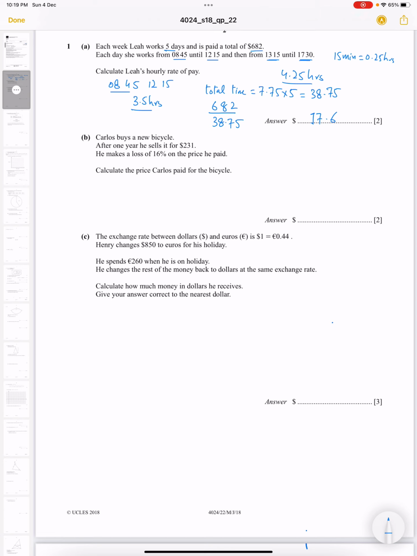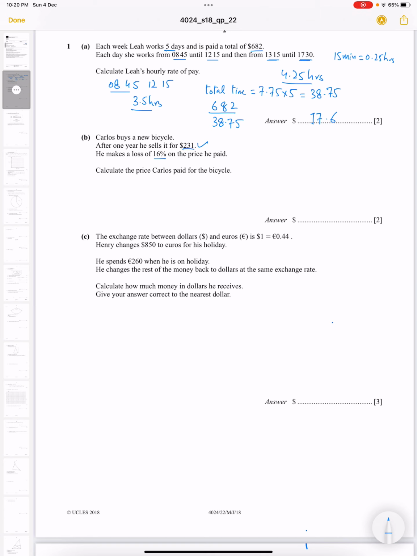Carlos buys a new bicycle. After 1 year, he sells it for $231. He makes a loss of 16% on the price he paid. Calculate the price Carlos paid for the bicycle. So we have to find out the previous price at which Carlos bought that bicycle. In this part, basically the original value will be 16% lesser. So his selling price is 231.